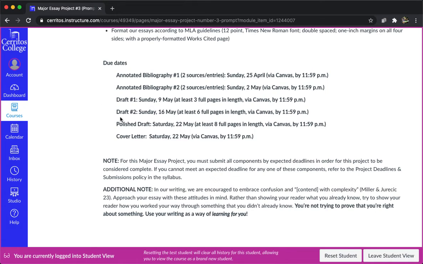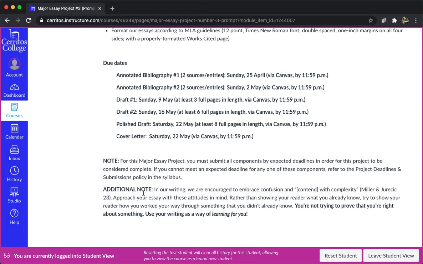So in order for Major Essay Project 3 to be considered complete, you must submit the first annotated bibliography, you must submit the second annotated bibliography, you must submit draft 1, you must submit draft 2, and you must submit the polished draft followed by your cover letter. So all 6 of these components must be submitted in order for this project to be considered complete. Otherwise, it is considered incomplete, and that's not something we want.